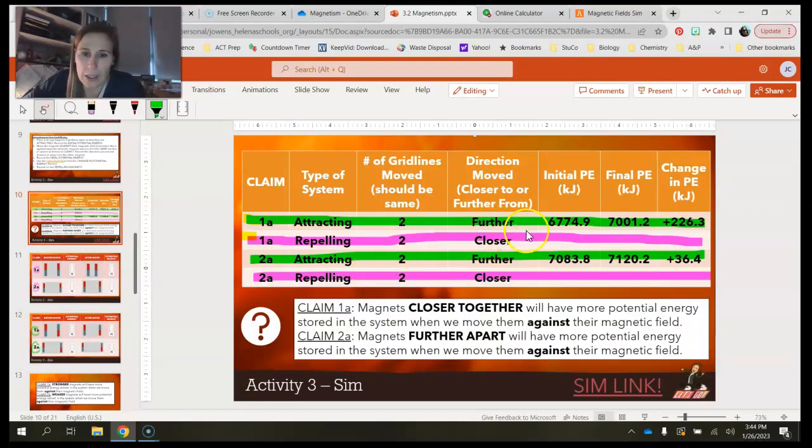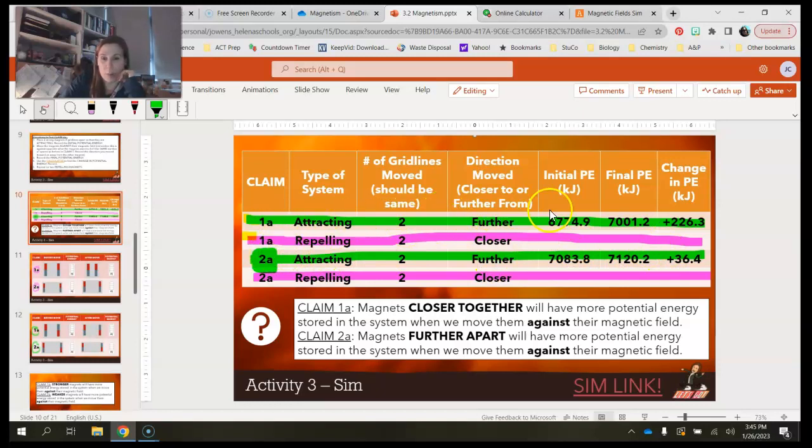So first of all, I want you to think of this. Just looking at my green data that I have here, okay, which one had higher values in general for our potential energy? Okay, if you said the data for 2A, you are correct. Okay, so that means we have more energy in our system when those 2 magnets are actually further apart for the attracting. Okay, repelling might not be the same. Okay, so further apart, we have more potential energy in our system for that attracting set of magnets.